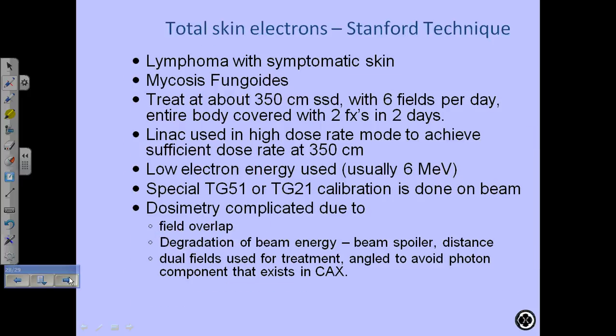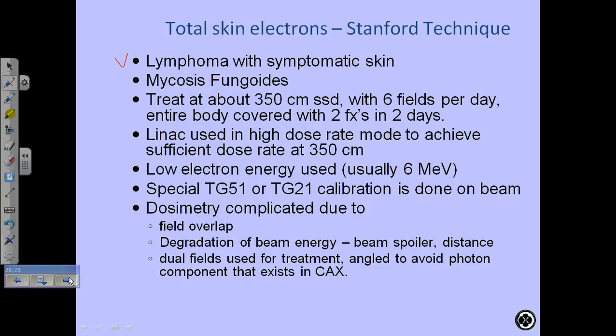Total skin electrons. We talked about this a little bit. Lymphoma with symptomatic skin. Symptomatic skin means that the symptoms show up as red blotches on the skin. If it's not an advanced case, it just looks like a bunch of mosquito bites. If it's advanced, the whole skin can be red. Called mycosis fungoides. Treat at about 350 centimeters SSD with 6 fields per day. The entire body is covered with 2 fractions in 2 days.